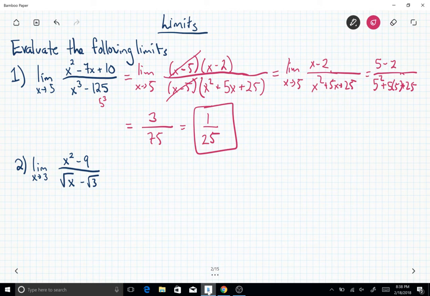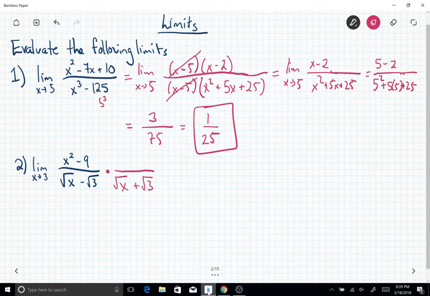In our next case, when we plug in 3, you get 9 minus 9, so you get 0 on top, and you get square root of 3 minus square root of 3 on the bottom. So you might be saying, well, x minus 3 is a factor. Well, yes and no. Notice we have square roots in the bottom. So we're going to have to play with that a little bit. And the way we can deal with square roots is to multiply by what's called a conjugate. And so what does that conjugate look like? Well, the conjugate of this denominator will be square root of x plus square root of 3.